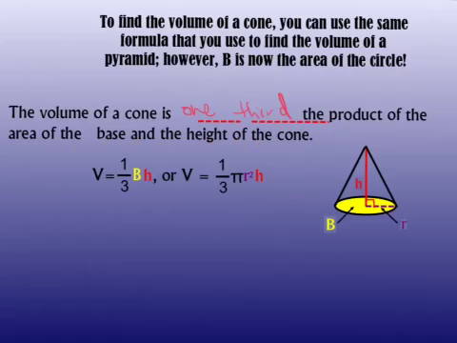Now, what I did specifically is I replaced the capital B with pi r squared, because we know that our base is a circle, and the formula for area of a circle is pi r squared.